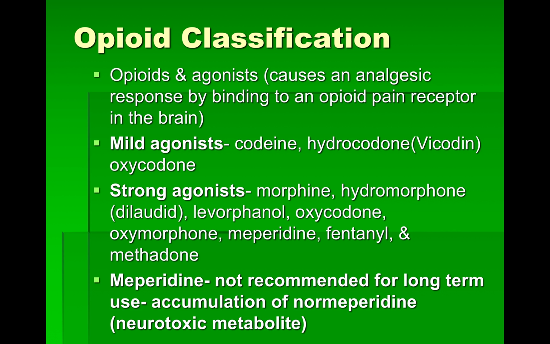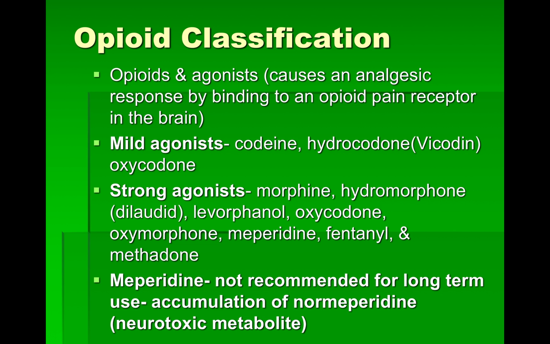So opioid agonists cause an analgesic response by binding to an opioid pain receptor in the brain. Agonists, what that means is it's going to stop the pain. It's just going to stop it. And so a mild agonist would be codeine, Vicodin, oxycodone. Strong agonists, strong opiates, are morphine, Dilaudid, methadone, Demerol.